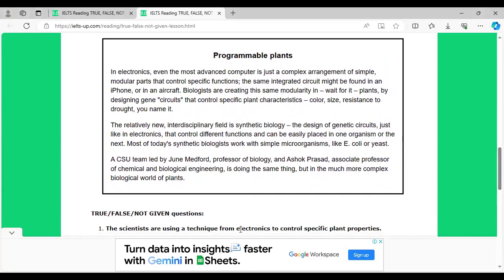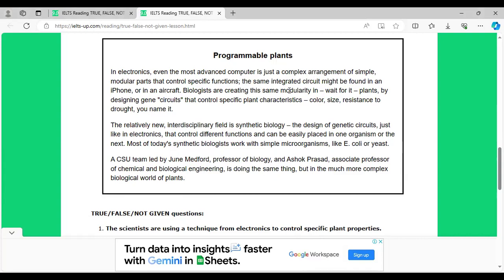The scientists are using a technique from electronics to control specific plant properties. Biologists are creating the same modularity in plants. This is the rephrasing of the whole thing. The scientists are using a technique from electronics to control specific plant properties by designing gene circuits that control specific plant characteristics. Characteristics or properties, both of them are synonyms. Specific plant properties, specific characteristics, control specific plant characteristics, control specific plant properties.